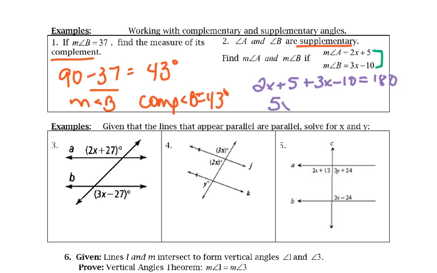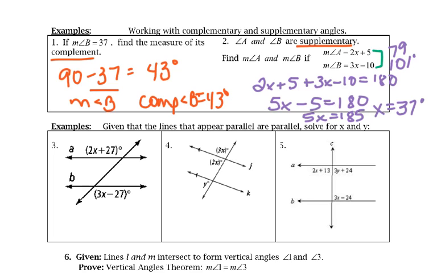So you're going to put your like terms together, and then solve for x. And so x is going to be equal to 37 degrees. Now that's not the answer to the question because the question wasn't solve for x. So find the measure of angle B. So angle A and angle B. Angle A is 2 times x, so that's going to be 74 plus 5, so that's 79 degrees, which would make this one 101. And then you can check 3 times 37 minus 10, make sure that that's 101, but that's how that's going to work.